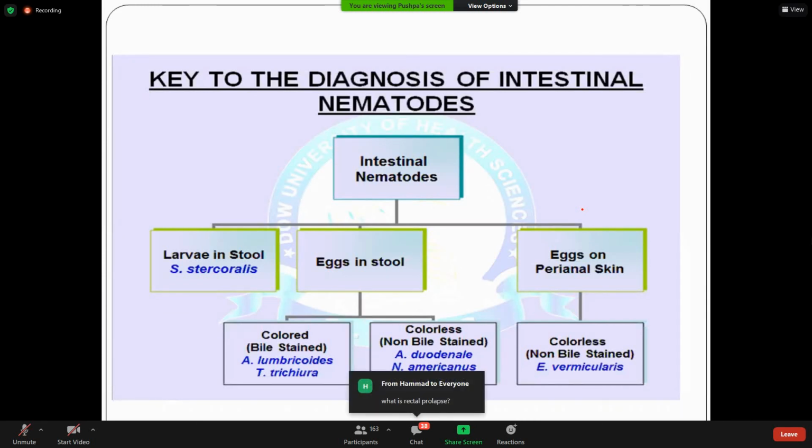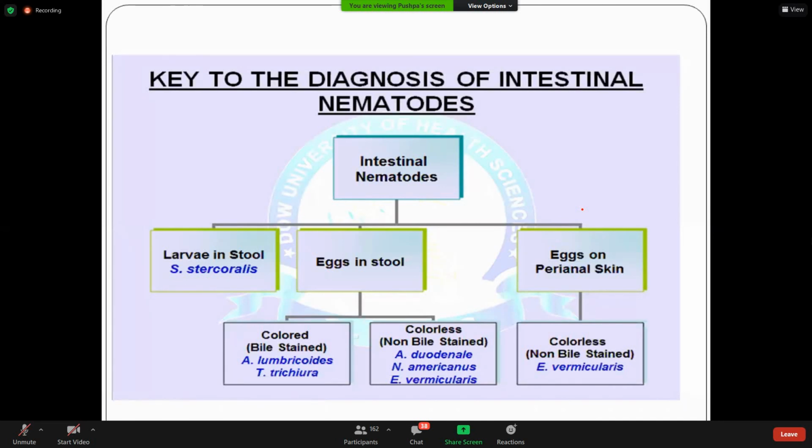So these are common. You should know what rectal prolapse is. What happens is there is an intense feeling to get rid of these parasites. The person goes frequently to the washroom, and due to increased purging, the rectum comes out of the anus. That is known as rectal prolapse. Hamad.